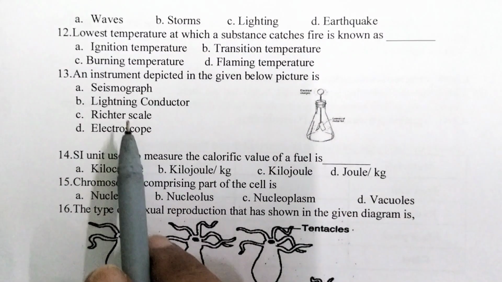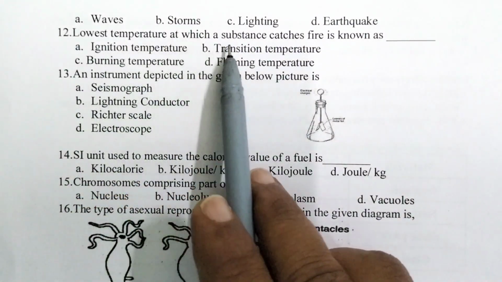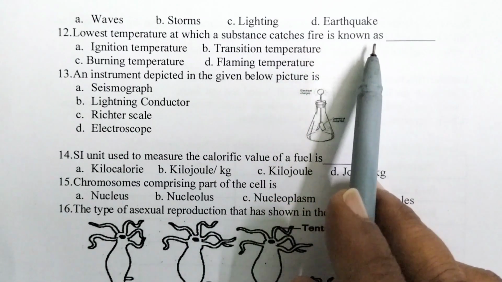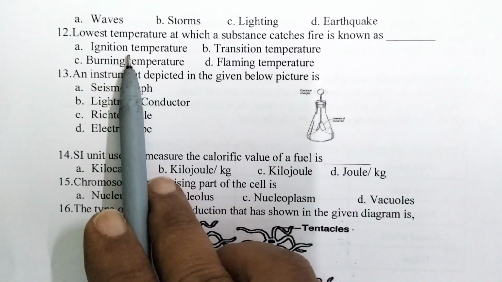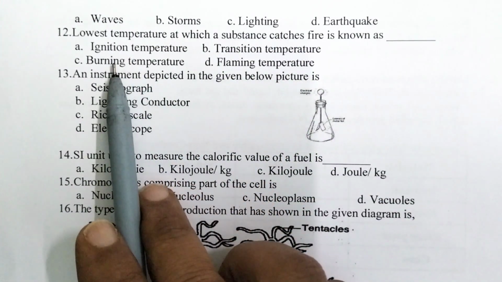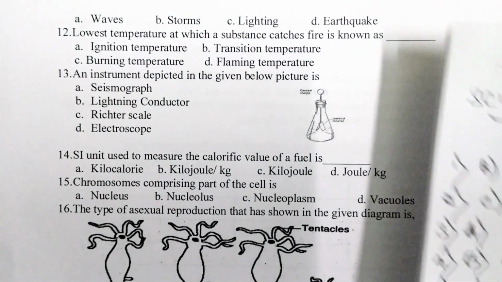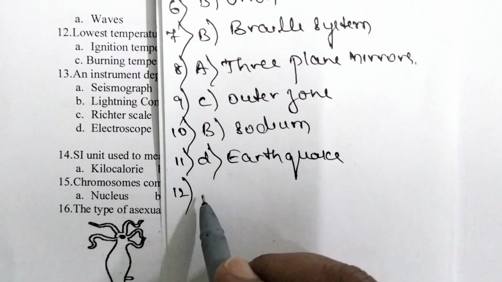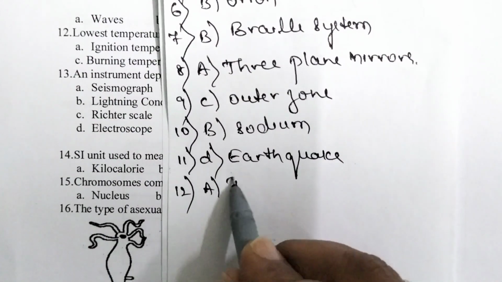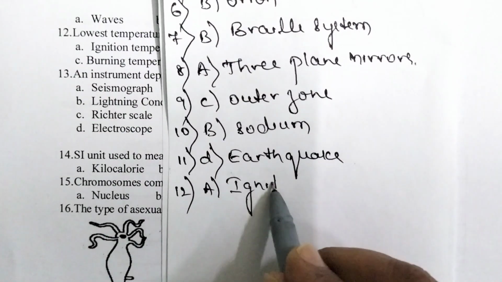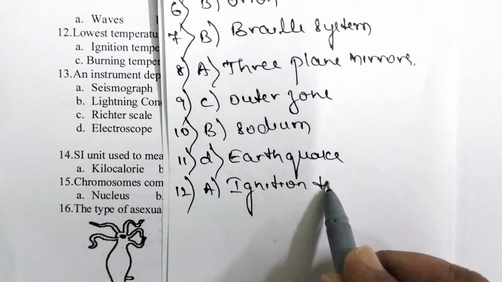Then coming to the 12th question: the lowest temperature at which a substance catches fire is known as ignition temperature, transition temperature, burning temperature or flaming temperature. The right answer for this question is option A, ignition temperature.